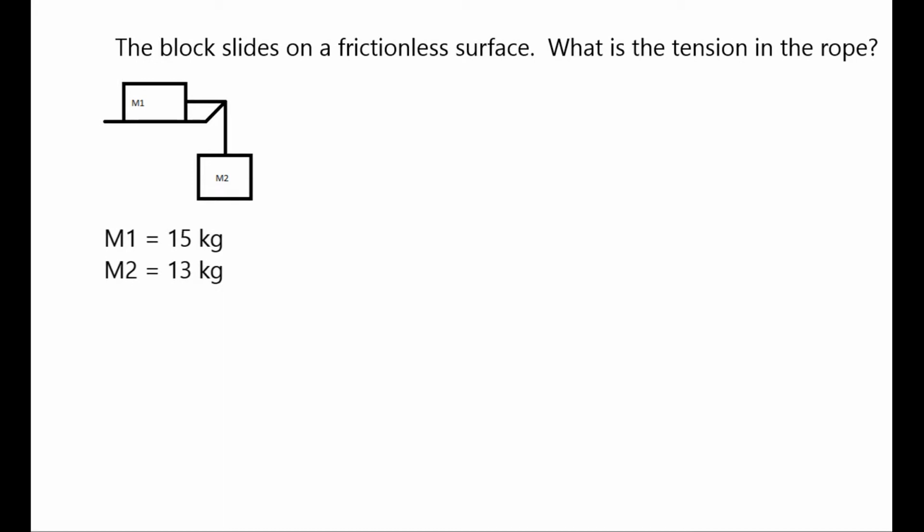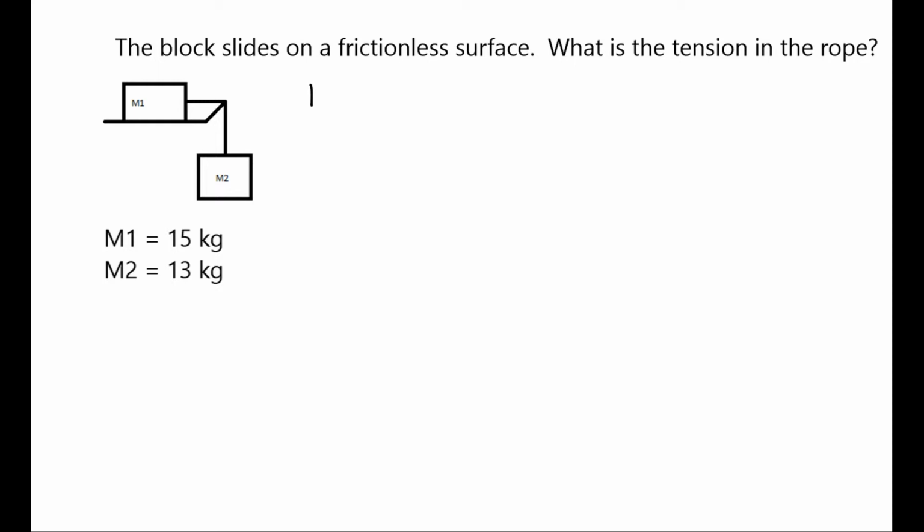So a block slides on a frictionless surface. What is the tension in the rope? When we talk about the tension in the rope, we're talking about how hard this rope is pulling both blocks. It's going to be pulling both of them equally. 13 kilograms. So first thing we need to find is the acceleration of both blocks, and then we're going to use either M1 or M2 to find the tension in the rope.